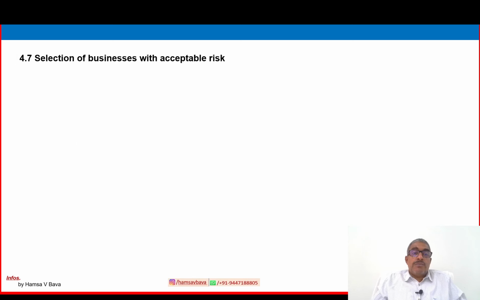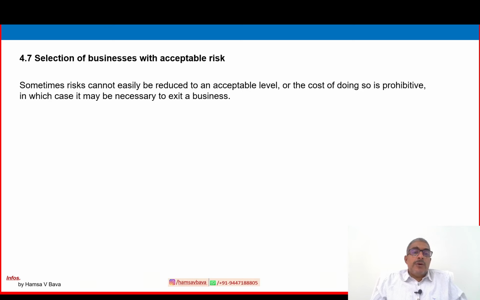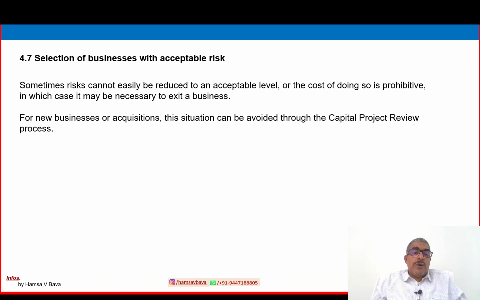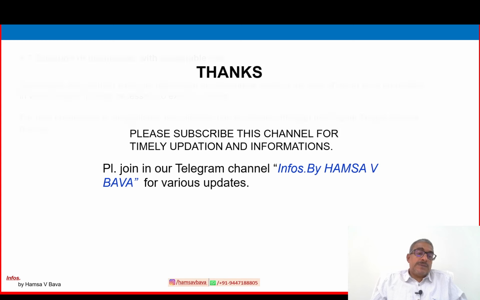4.7 is a selection of business with acceptable risk. Sometimes risk cannot easily be reduced to an acceptable level, or the cost of doing so is prohibitive, in which case it may be necessary to exit a business or forgo a new business or acquisition. The situation can be avoided through a capital project review process.